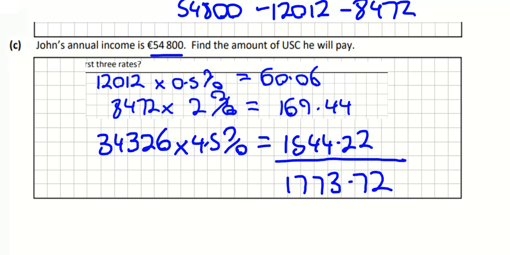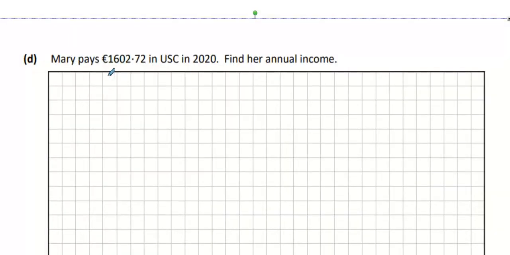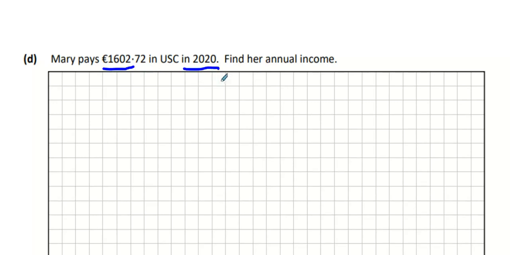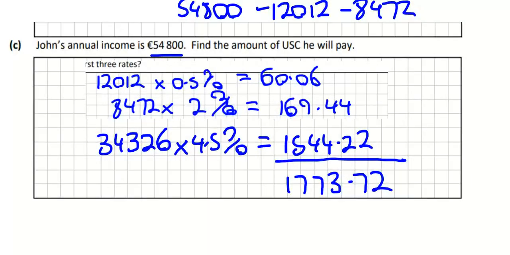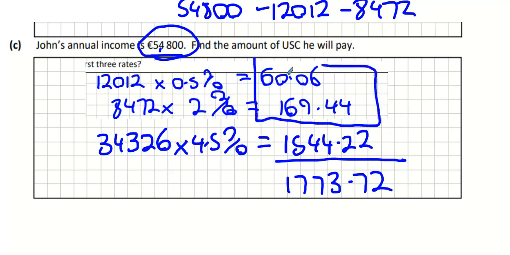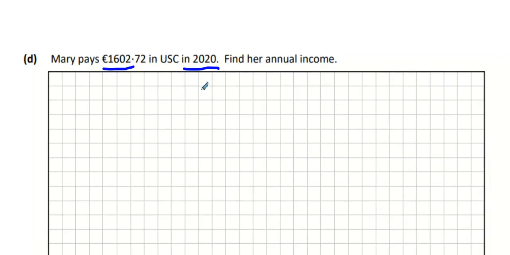Okay. Now, next one. Mary pays this much in USC in 2020. Find her annual income. Well, put it this way. Did she pay more or less than the last question? Did Mary pay more or less than part C? Less than part C, which means her answer better be less than 54,800. See those first two numbers? 60 euro and 6 cents and 169.44. I'm going to take the two of them away because we definitely paid more than that.